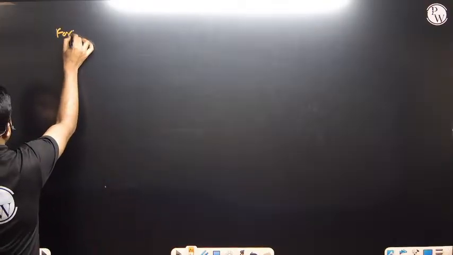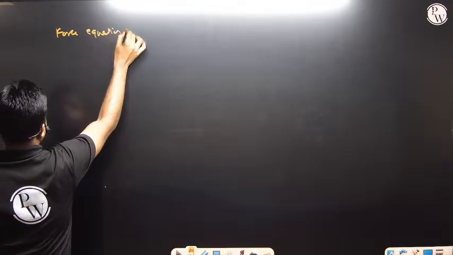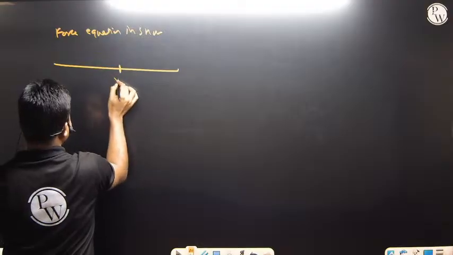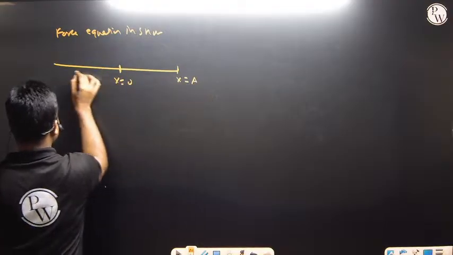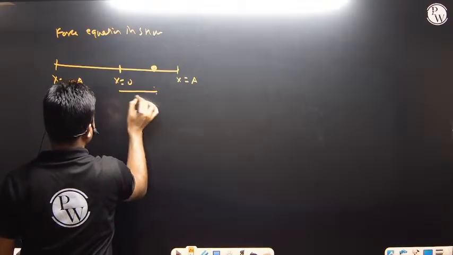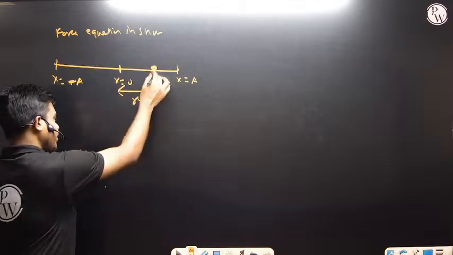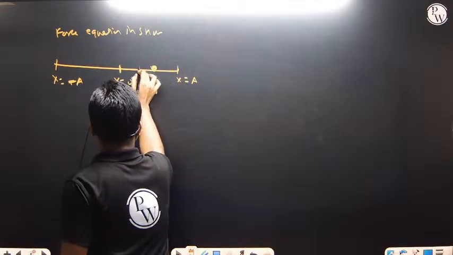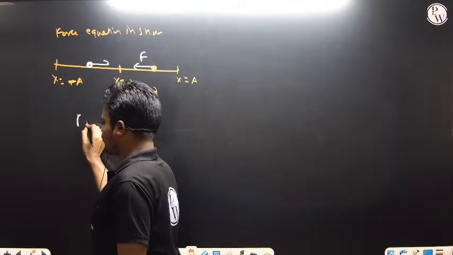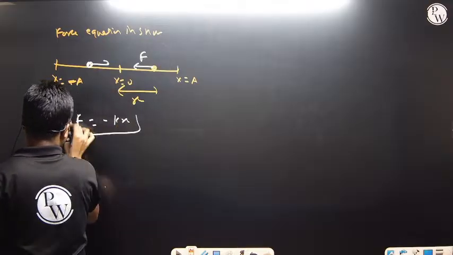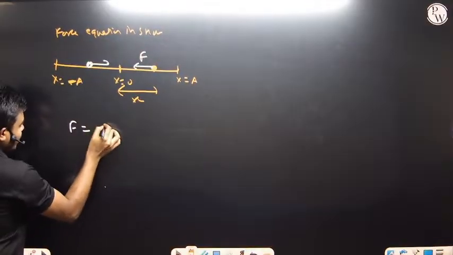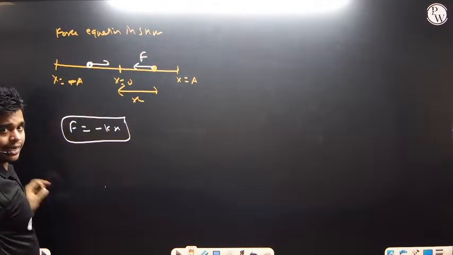Now, force equation in SHM. So what is the force equation in SHM? For example, if the particle is oscillating such that this is x equals 0, this is x equals a, and the other side is x equals minus a. If the particle is at this particular point, the distance of the particle from the mean position is x. At that point, the force will always be acting towards the mean position. If the particle is over here, the force will again be acting towards the mean position. And that force we define as minus k into x. And what is k here? k is nothing but the spring constant that we know already. So F equals minus k x, where x is the displacement and k is the spring constant.